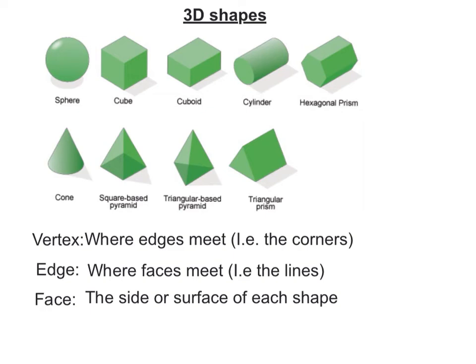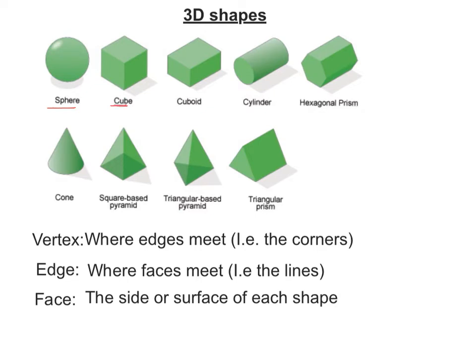3D shapes. 3D shapes are objects that we have in our everyday life. And here are some of the common ones. The first one we've got here is a sphere. Now, a sphere you might just know as a ball, so it's like a football. It has no pointy bits to it. It's a curved surface all the way around.